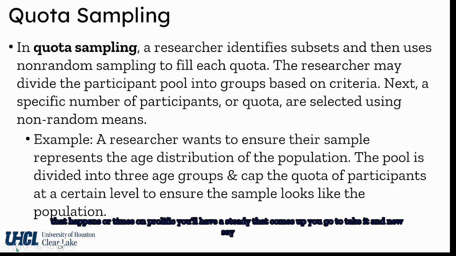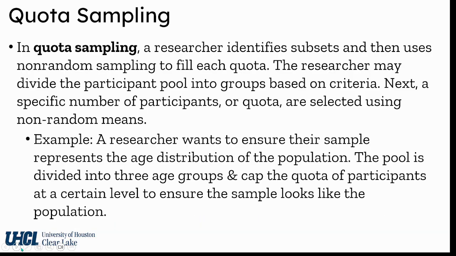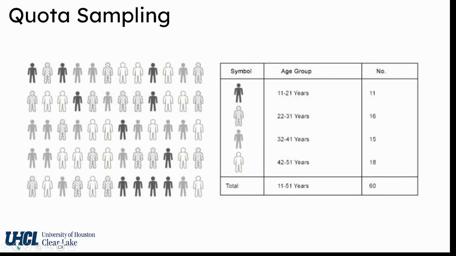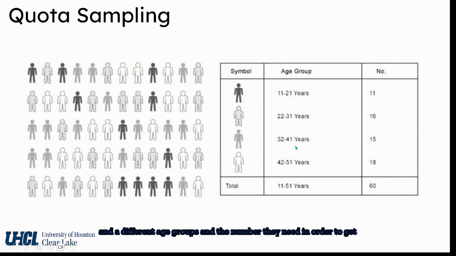That happens a lot of times on Prolific. You'll have a study that comes up, you'll go to take it, and then it'll say the number of people for this study has been reached. And there's an example showing you right here the symbols and the different age groups and the number they need in order to get 60 altogether.